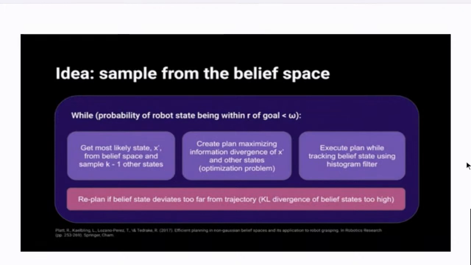An idea suggested by Platt et al. in their paper, Efficient Planning in Non-Gaussian Belief Spaces, is to sample from the belief space to approximate it. Here, while the robot is not at the goal, it gets a state with maximum probability, x prime, and samples some other states from the belief space. It then creates a plan maximizing the information difference from x prime and other states, which is an optimization problem solved by quadratic programming. It then executes the plan while tracking the belief state using a histogram filter. If the belief state deviates too far from the trajectory, then we replan.